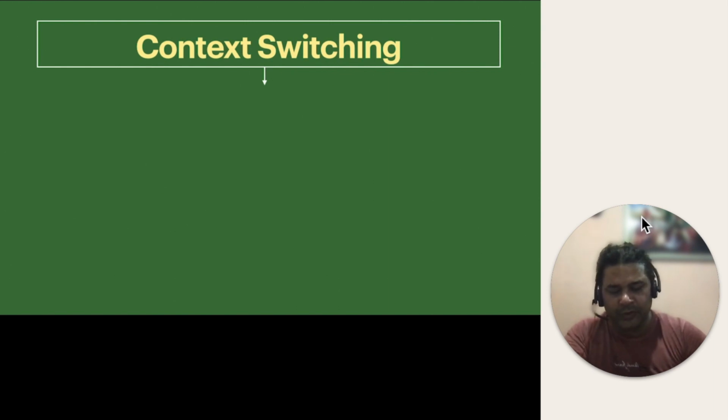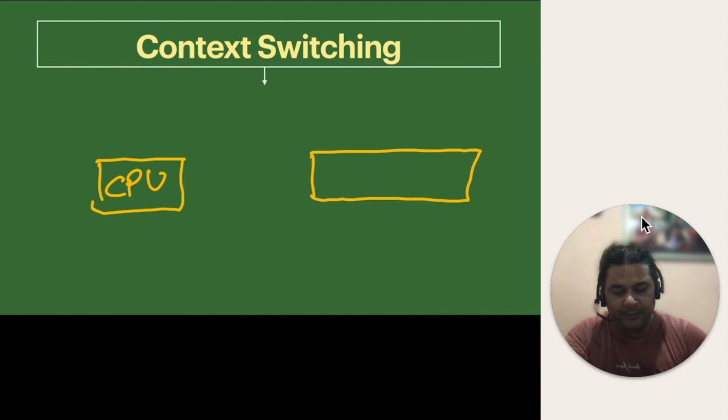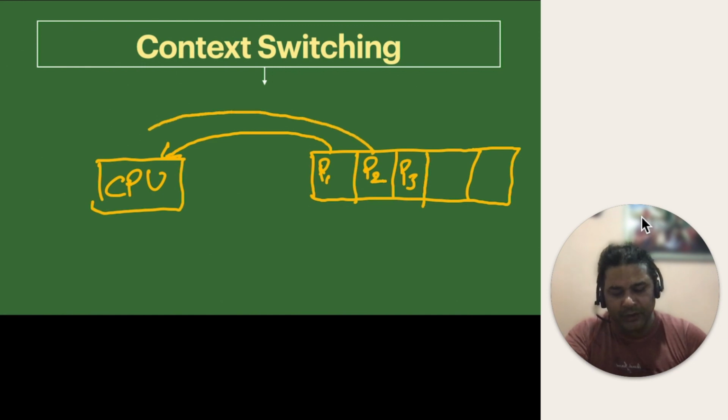Now let's see how context switching actually works. Suppose here is the CPU, and suppose we are taking multiple processes: process 1, process 2 and process 3. Suppose we are doing multiple jobs. First, process 1 is doing a job, and the CPU is working on process 1. At the same time process 2 wants to execute and sends a request to the CPU.